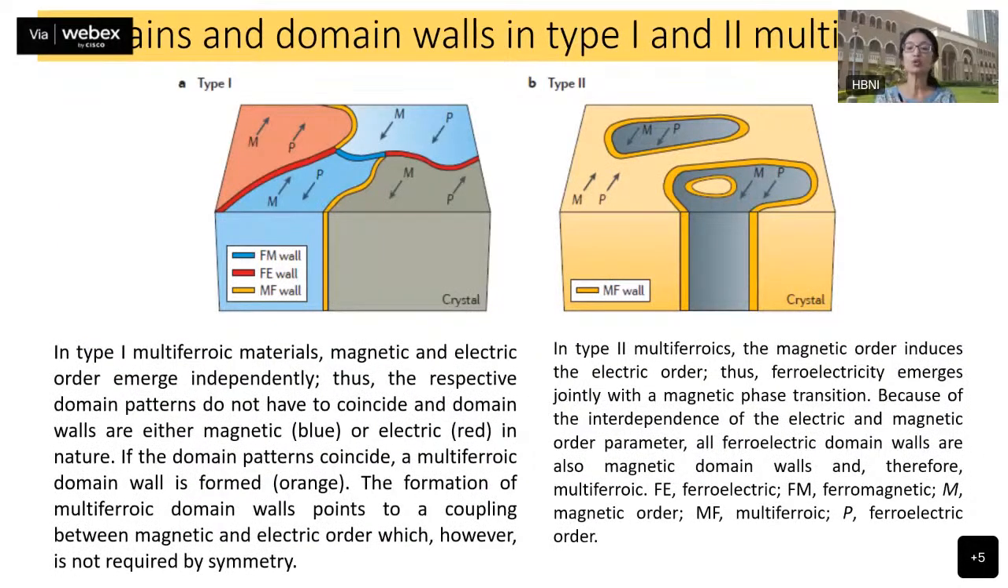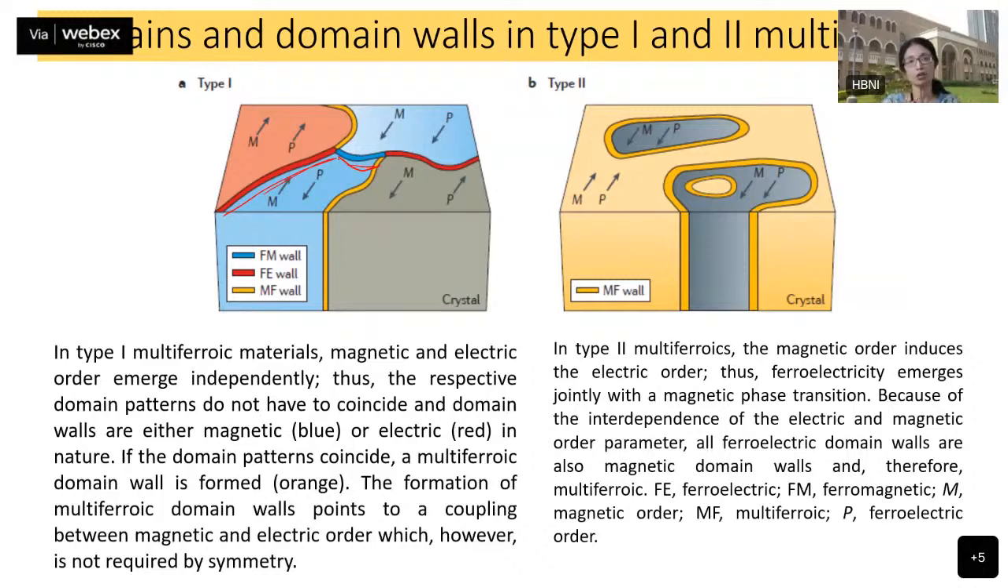So now let's see domains and domain walls in type 1 and type 2 multiferroics. We have already discussed what domains and domain walls are in the case of magnets. So let's see what the domain and domain wall are in type 1 and type 2 multiferroics. As I said, in type 1 multiferroics, you have a separate origin for the magnetic order, and you have a separate origin for the electric order. So the respective domain patterns do not have to coincide, and domain walls can either be only magnetic, which is this blue line, or only electric in nature, which is this red line.